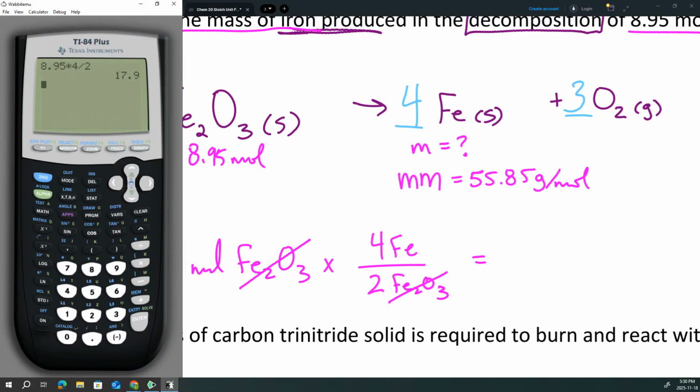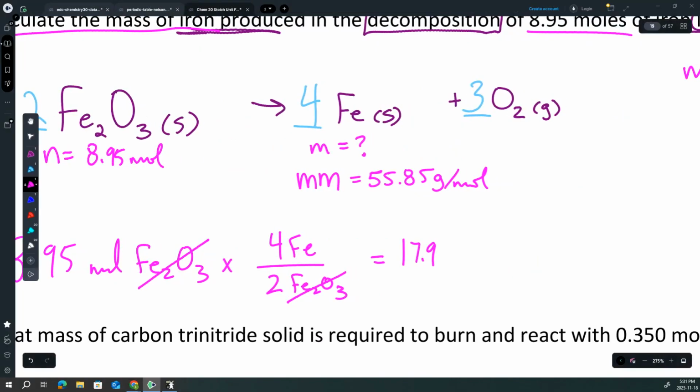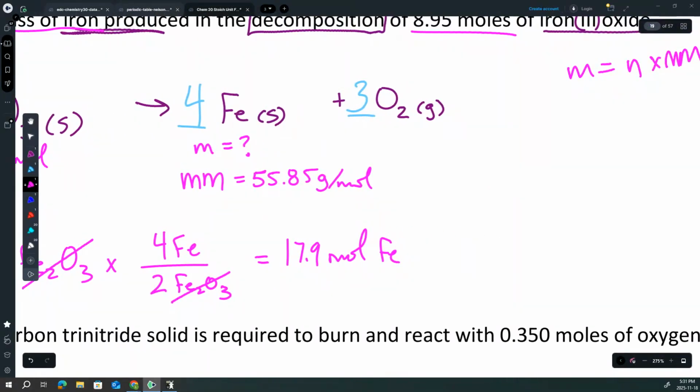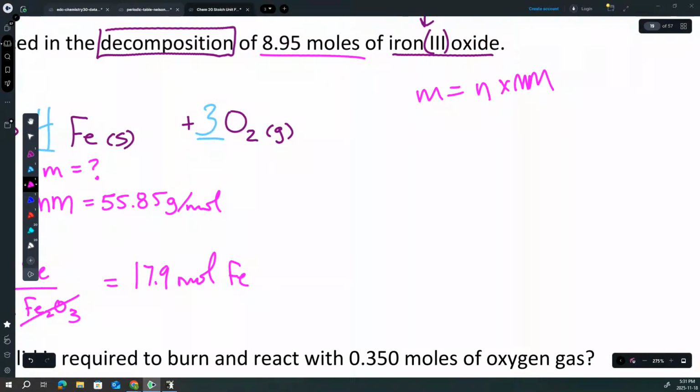So 8.95 times by 4 divided by 2, 17.9. So that's 17.9 moles of iron. I'm not going to worry about sig digs right now because I'm not finished the question. Okay, because we want mass of iron. We do not want moles. So I'm going to follow this equation here. And maybe I will scooch this up a little so it's right underneath my formula.